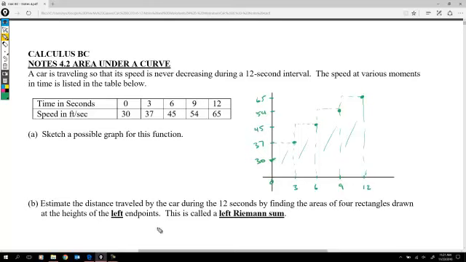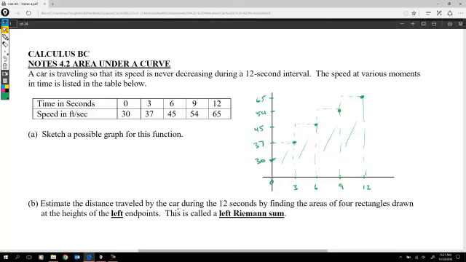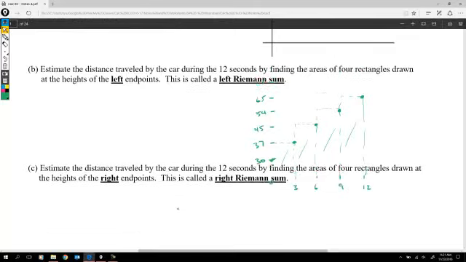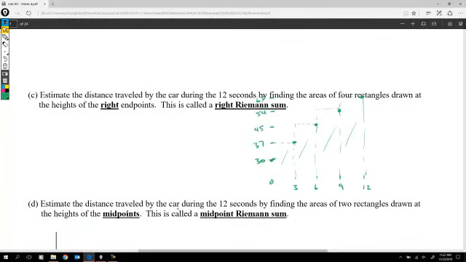And so if I move on down to part C, it's the same idea. Now this time I know that the width of each of my rectangles is 3, so I'm just going to write that out to the side. And I'm just going to add all my heights together. So 37, and then 45, 54, and then 65. And if I add all those together, I get 603.